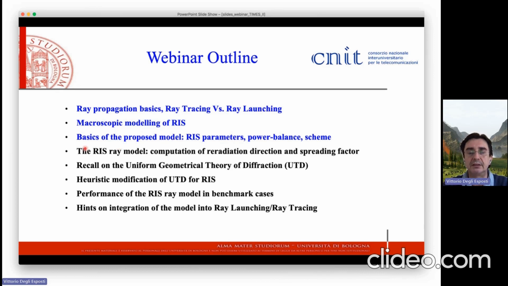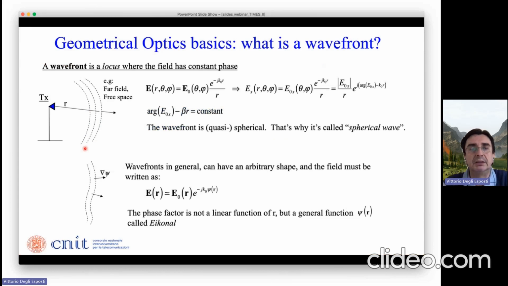So let's start with some basic theory regarding some geometrical optics concepts. First of all, what is a wavefront? We know that in free space, the field, or better, the far field generated by a source can be written through this equation.